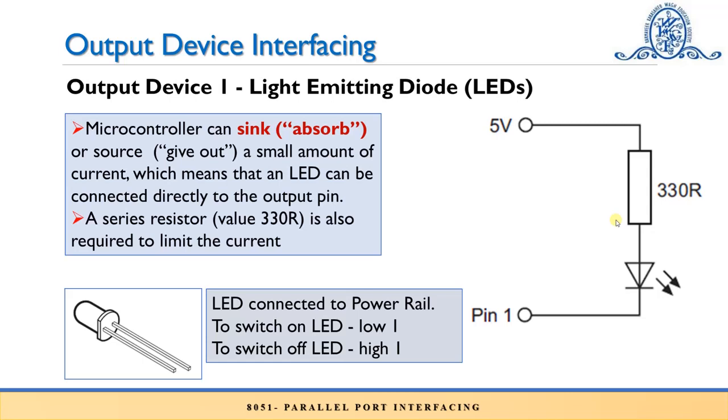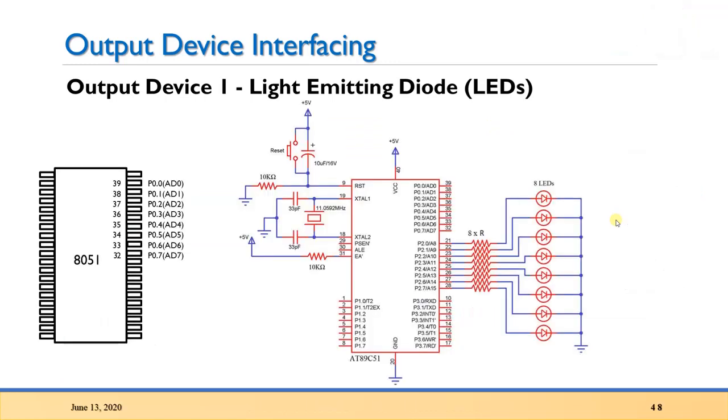Now in this case, the microcontroller will sink the current so that when the pin 1 is 0, that time this 5 volt supply will allow current to flow through this LED, and then that current will flow through the microcontroller. So it will be sinking that current. So when the pin will be low, that time the LED will glow, and when the pin will be high, that time both the voltages will be 5 volts and the LED will not glow. So to switch on the LED, you have to make the pin low, and to switch it off, you have to make the pin high.